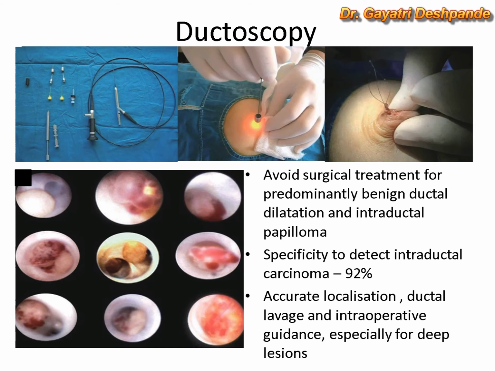The next investigation available is ductoscopy. This investigation not only detects the intraductal lesions, but it can also avoid surgical treatment for a predominantly benign lesion like intraductal papilloma or a ductal dilatation. The specificity of ductoscopy to detect an intraductal carcinoma is 92%. This investigation can also be used for accurate localization, ductal lavage, or intraoperative guidance for locating deep-seated lesions.